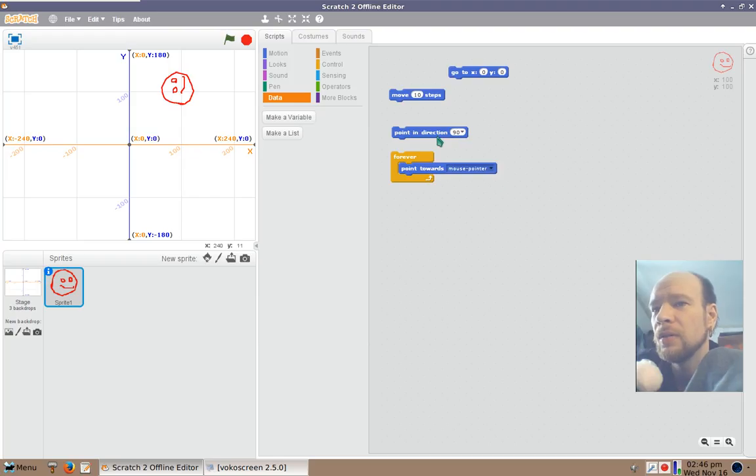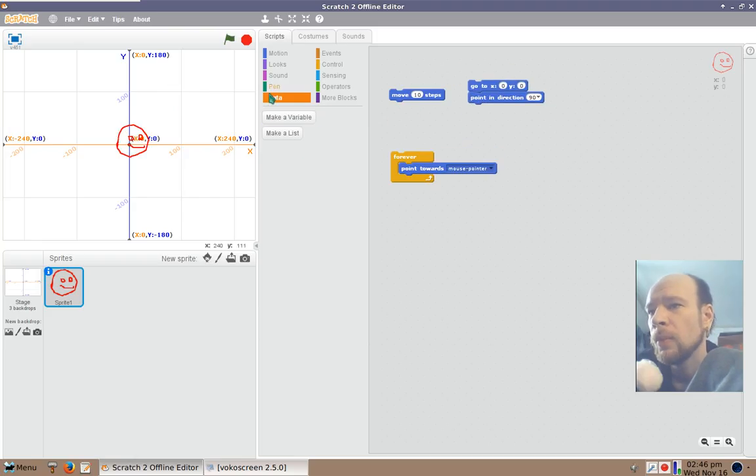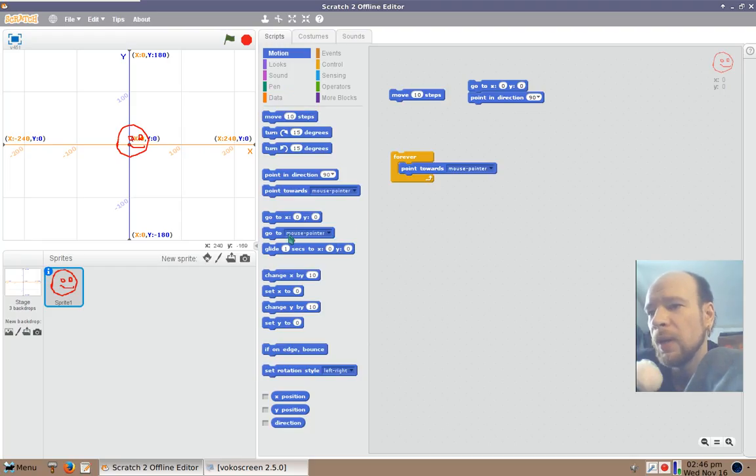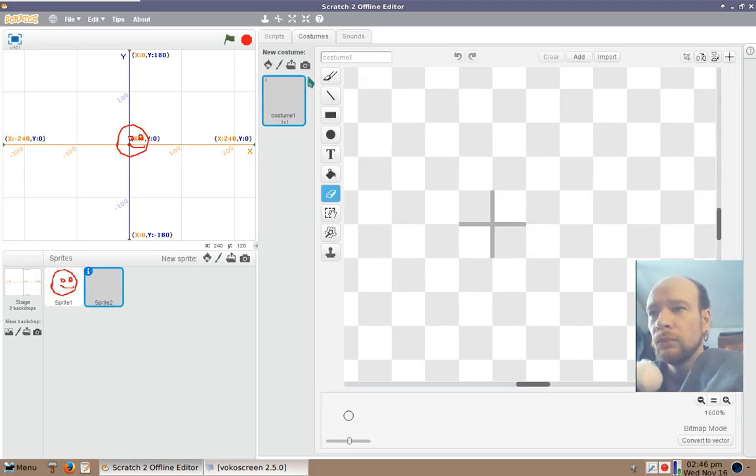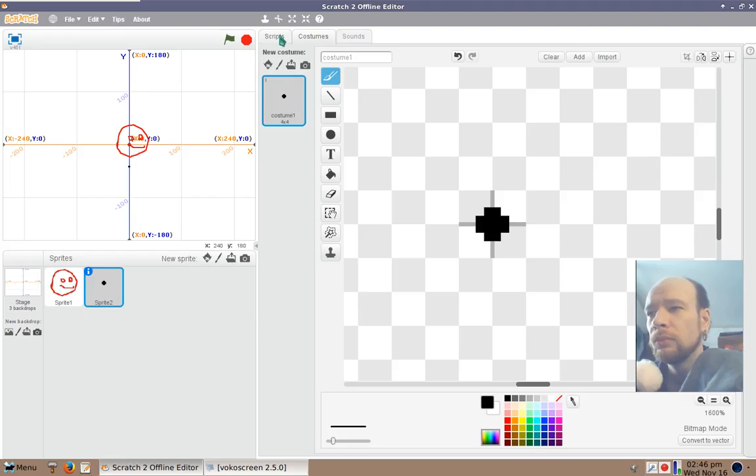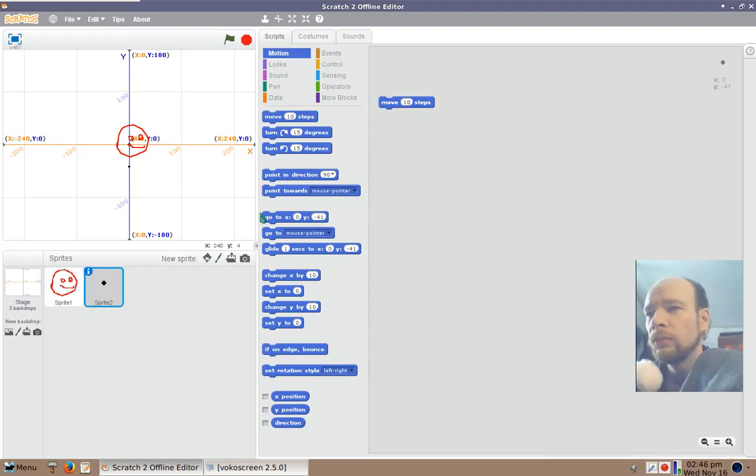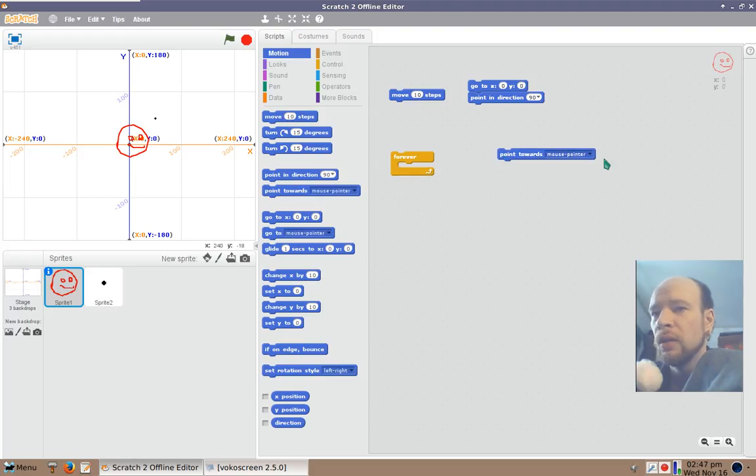Here, hang on, there it is. Okay, let's center our sprite again. Okay, and it wouldn't necessarily have to be the pointer. If you had another sprite, then you could have it point towards that instead. Let's draw another sprite real quick. Say we set this at 50, 50, and then we have the original sprite point towards the new one that we drew. Boom, and now he's pointing up towards it.